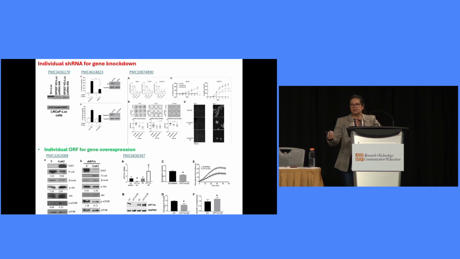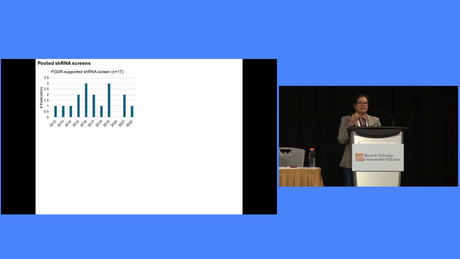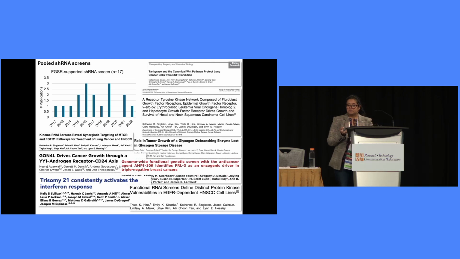So as I said, we do distribute a lot of individual shRNA or ORF constructs and have helped in knocking down several hundred genes. And these are just some of the examples. I'm not going to waste time in going through this. But as I said, the real power and the real need for creating this core was wanting to do shRNA screens. So we've supported more than 17 shRNA screens. And they have been in cancer models, Down syndrome models, just understanding glucose biology.